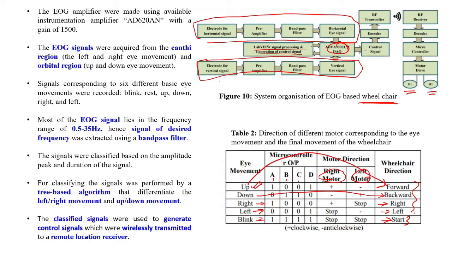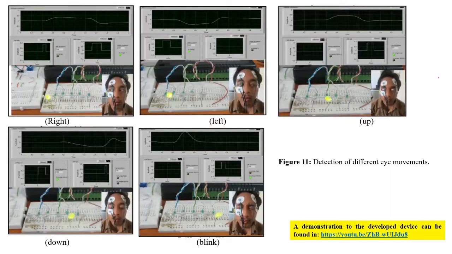It goes to the hardware where control signals are generated. Then there will be an encoder and an RF transmitter. From the RF transmitter, the signal goes wirelessly to the RF receiver module. Then the signal is decoded over here. Who will decode it? The microcontroller will decode these control signals, and it will drive the motors M1 and M2. Now this is how it works.